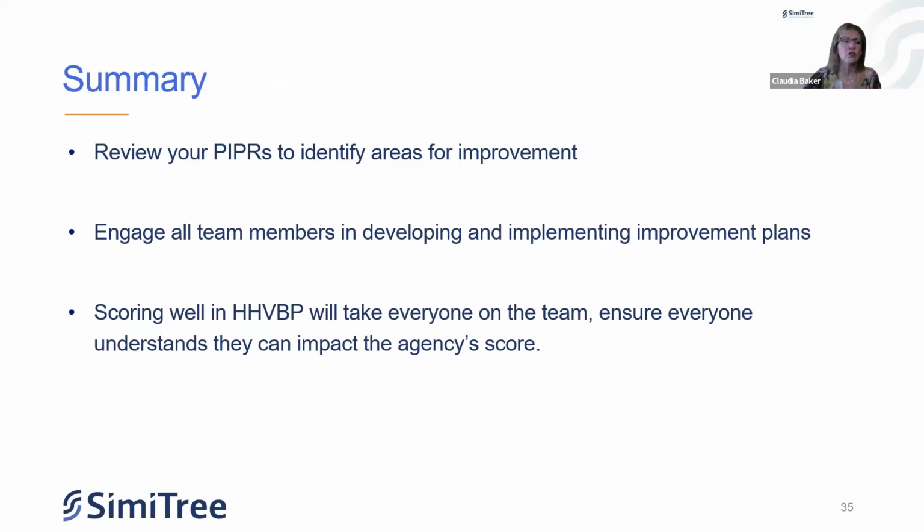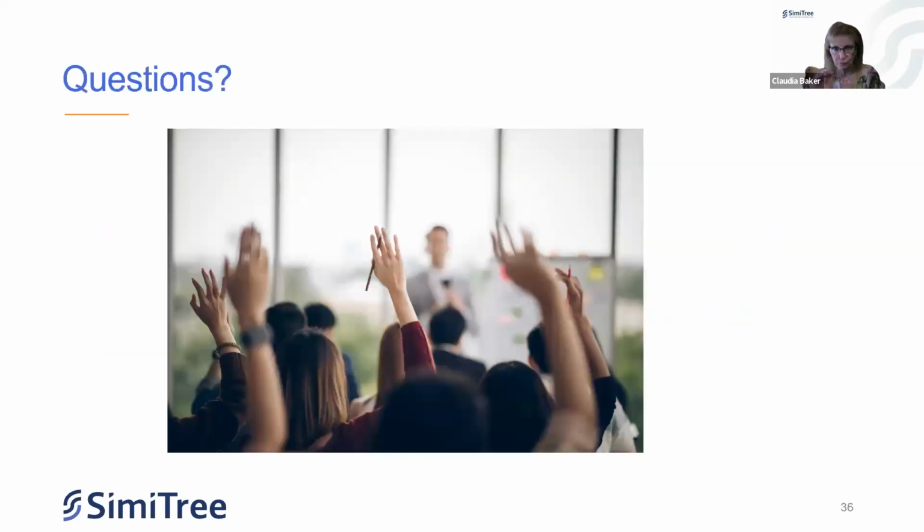So just to summarize real quick for you, you need to review those HHCAHPS reports, look for areas to identify things, engage all team members in developing and implementing improvement plans, or continuing to. I'm going to stay on the positive side and say that if you are doing really well, then how do you keep it that way, right? Keep that in mind as well. And scoring well on value-based purchasing takes everybody on the team. So make sure that everybody understands how they impact the agency scores.